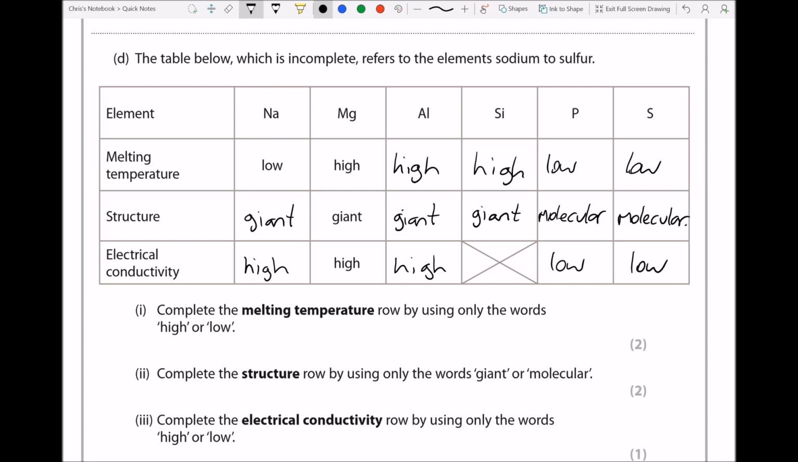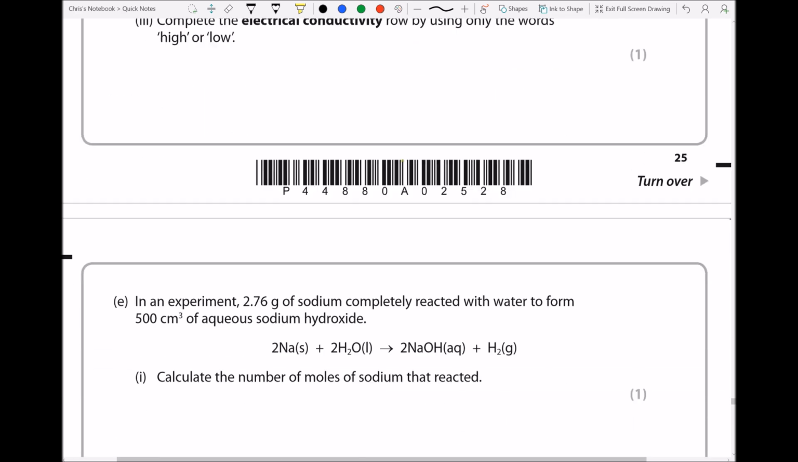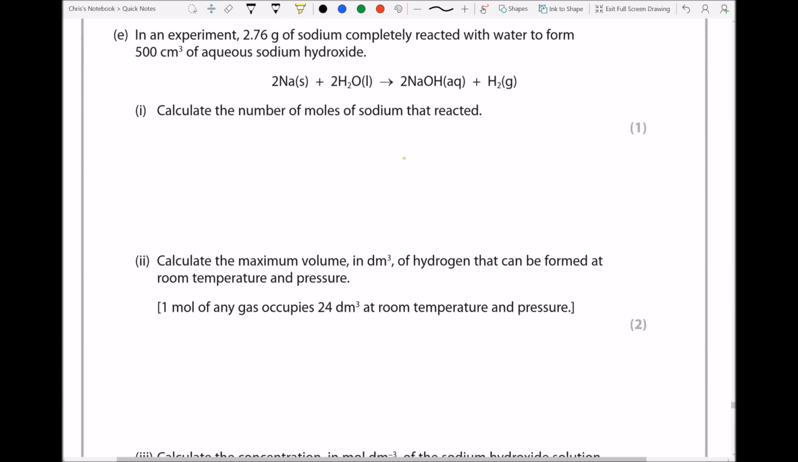So you really do need to make sure you know about the physical properties of these things. Okay, and then part E. So part E is obviously looking at mole calculations. It says in an experiment, 2.76 grams of sodium completely reacted with water to form 500 centimeters cubed of aqueous sodium hydroxide. So we've got all the reaction there.